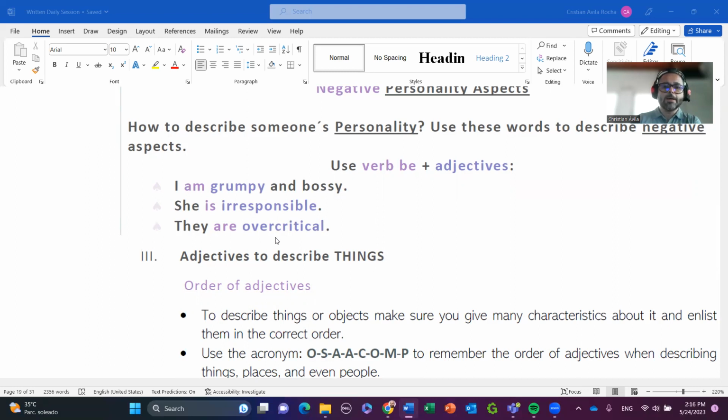Very good. They are overcritical. Do you know what overcritical is? Well, there are a lot of different words or adjectives that can describe the personality of people. Not only physical appearance, but also how these people are in their interior. Remember that you can always check the Word by Word book from page 42 to page 46. You'll find information to describe people's aspects, both physical appearance and also emotions. How do they feel in that specific moment?